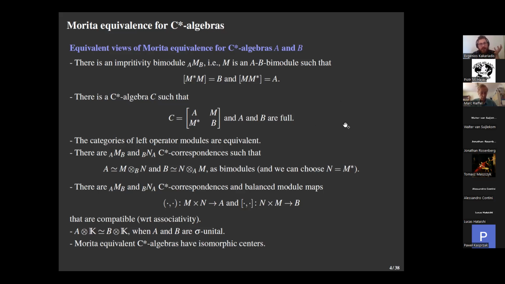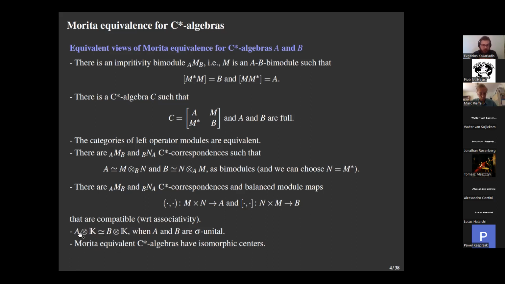And also you can see Morita equivalence as the composition by using bimodules, well, by using C-star correspondences, M and N. In fact, you can choose N to be the dual of M, the M star. Another equivalent way is again through balanced module maps. And in the special case when A and B are sigma unital, you can realize Morita equivalence through stable isomorphism. And here K is the compact operators on L2.